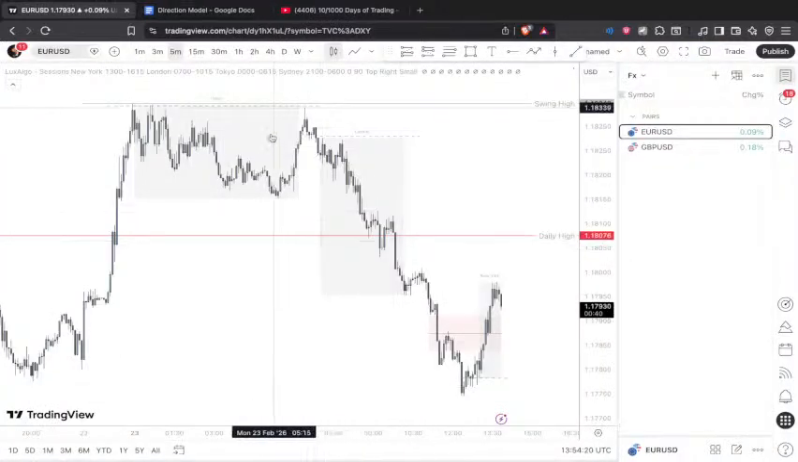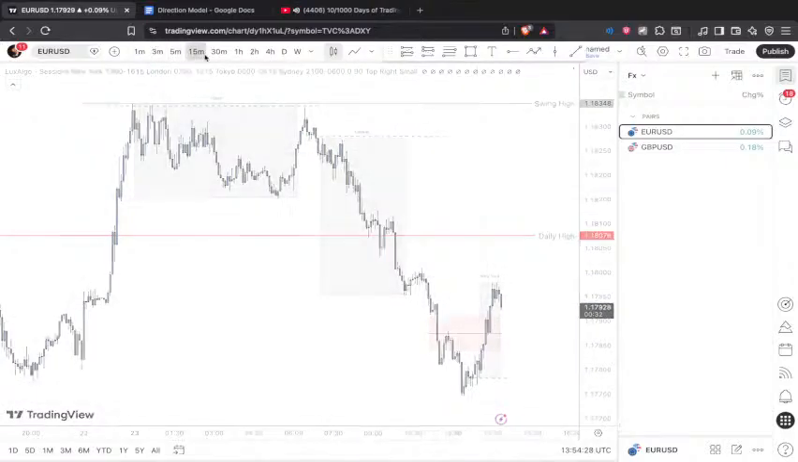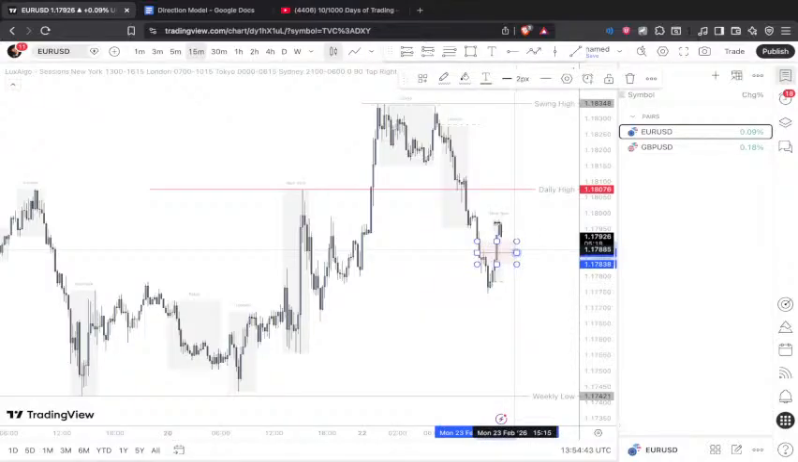So we've swept the lows of Tokyo session, the lows of London session, and we have had displacement to the upside. So this bearish fair value gap became an inverse fair value gap because price has come above it and displaced above it. Now the only thing we need to do is wait and see if price rejects it and has acceptance above it.